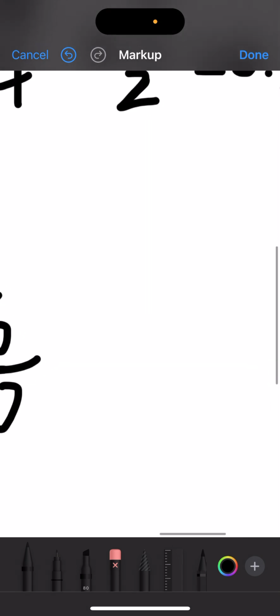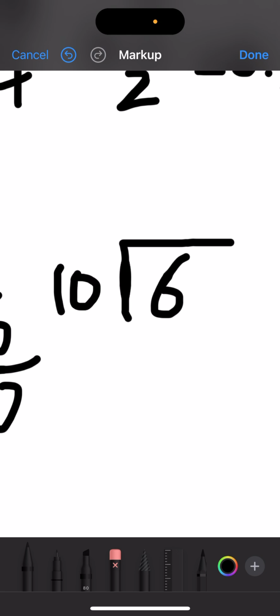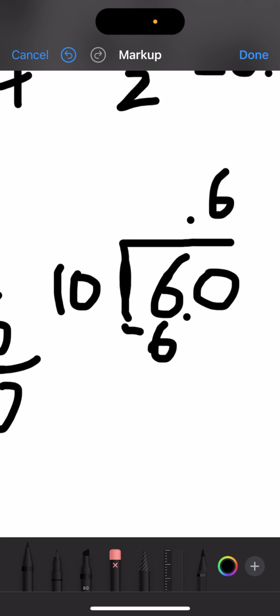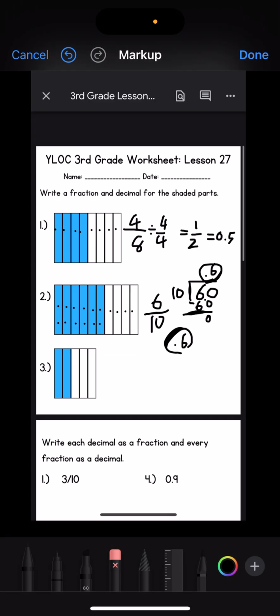So how this is going to work is 6 divided by 10. Because 10 doesn't go into 6, we're going to put a decimal mark here. And we're going to divide 60 by 10. And we get 6 like that. And the answer is 0.6. Decimal form would be 0.6.